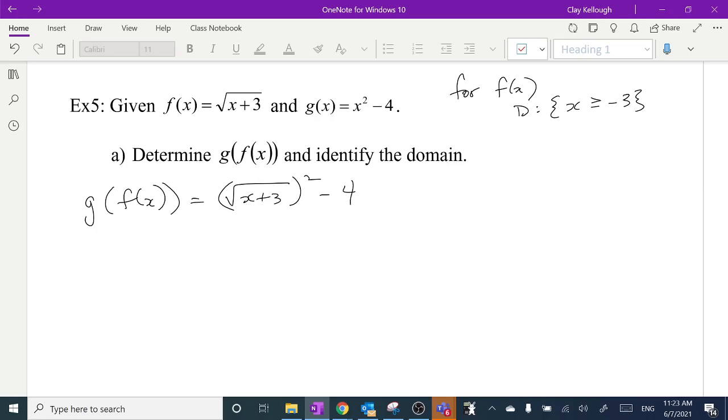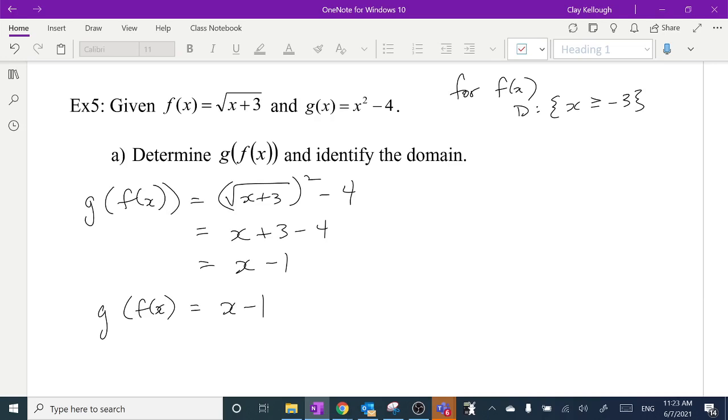So, okay, now what happens when you square root something, then you square it right away? Well, those two operations cancel each other, right? Because they're opposite operations. So I'm going to get x plus 3 minus 4, which is x minus 1. Right? So there we go. So g of f of x is equal to x minus 1. Now it wants me to identify the domain too.